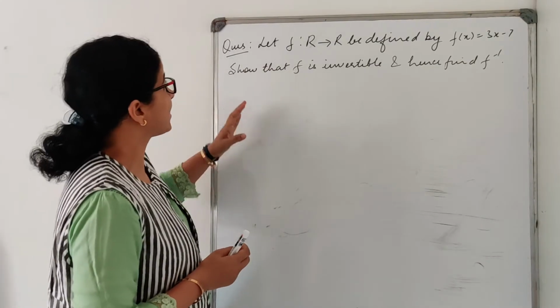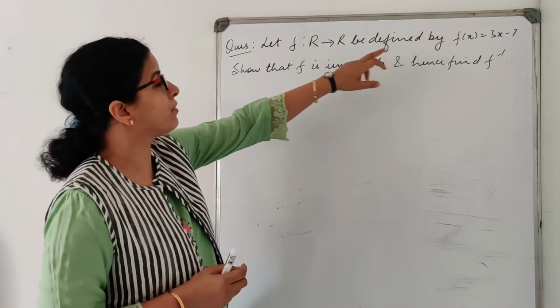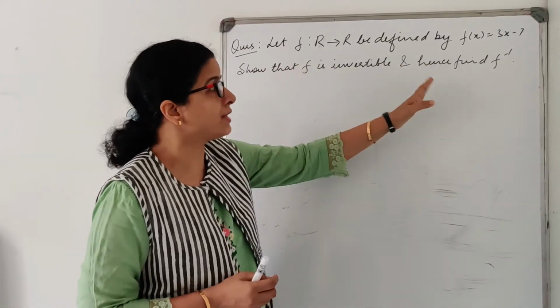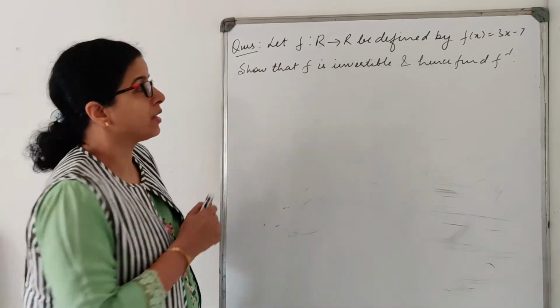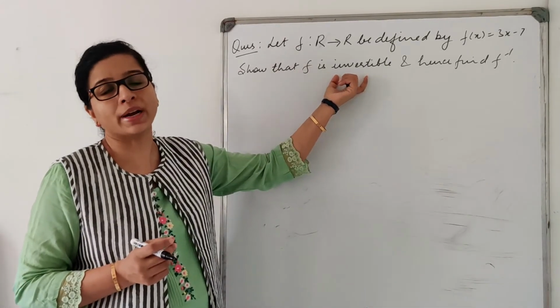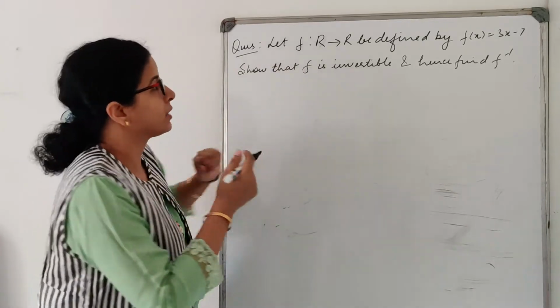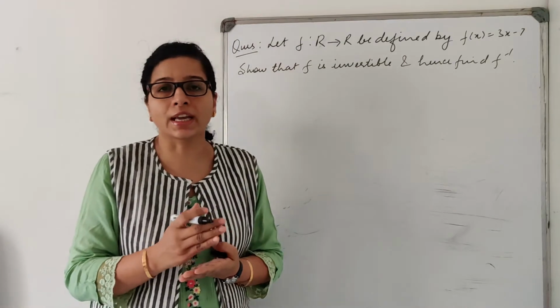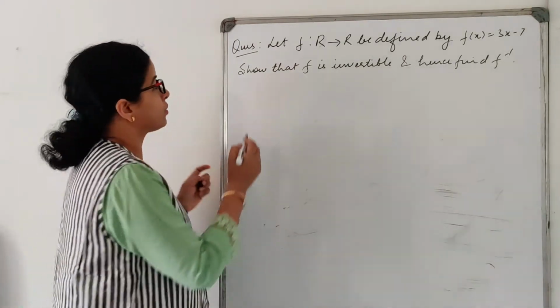So now let us check this example. Let f: R to R be defined by f(x) = 3x - 7. Show that f is invertible and hence find f inverse. Okay. So for invertible, it is sufficient to prove that f is a bijection. So for bijection, what do we check? We check the injectivity as well as the surjectivity.